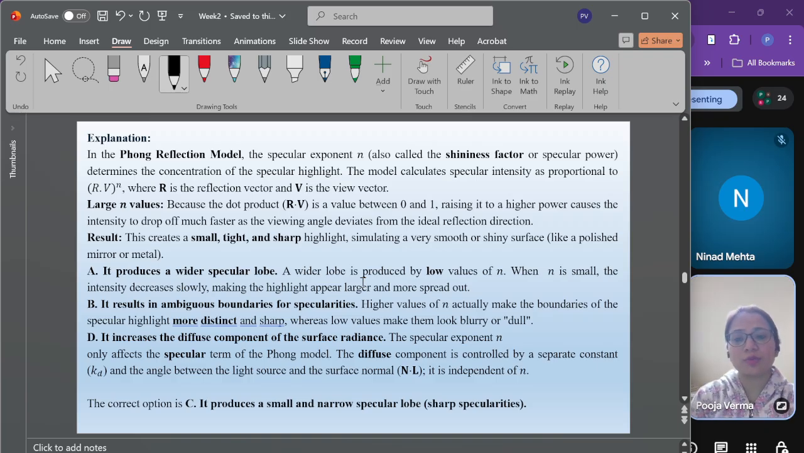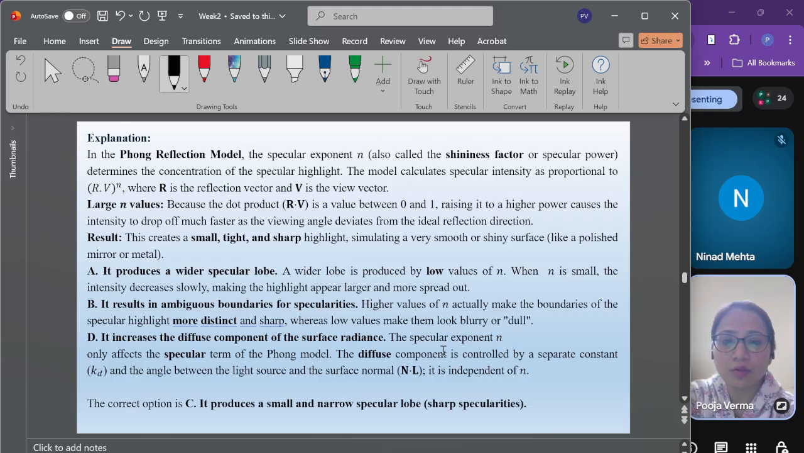Okay. The other option is that it produces a wider specular lobe. A wider specular lobe is produced by low values of n, not higher values of n. When n is small, the intensity decreases slowly, and that makes the highlight appear larger and more spread out, and it results in ambiguous boundaries for the specularities. High values of n make the boundaries of the specular highlights more distinct and sharp, whereas low values make them look blurry or dull. So it increases the diffusion component of the surface radiance.